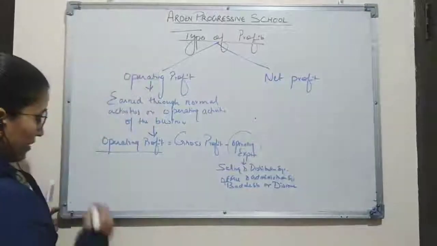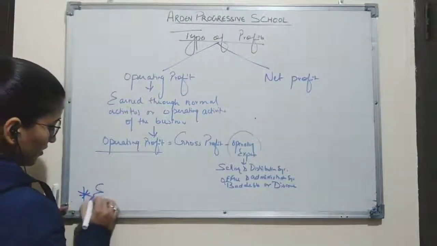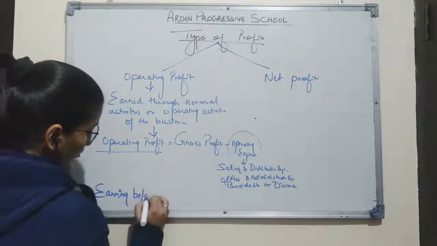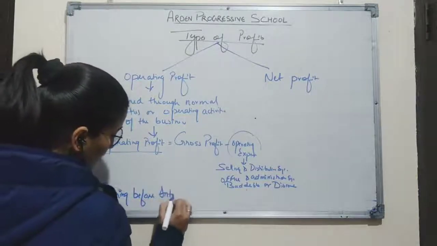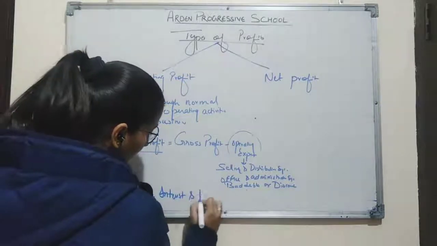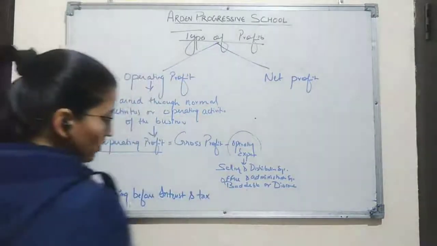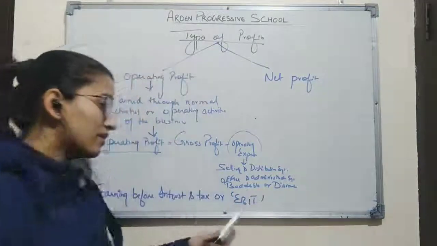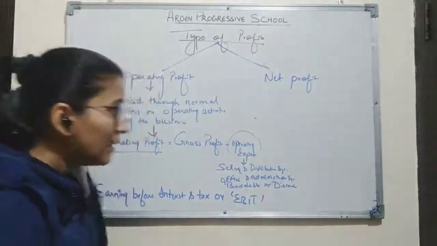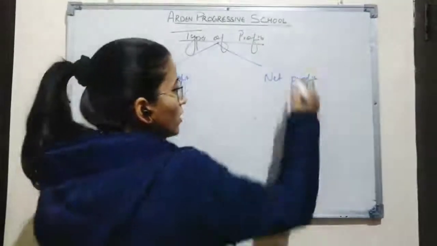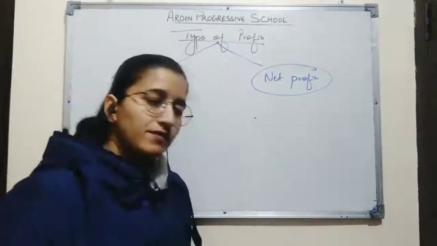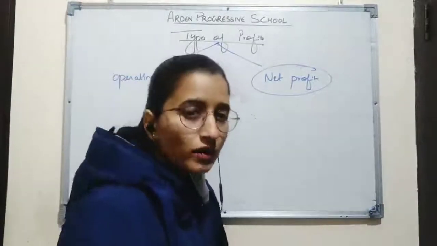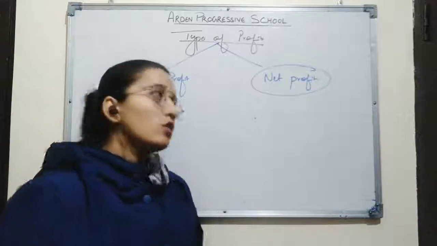Now operating profit is also known as earning before interest and tax. We can also call it as EBIT. EBIT is earning before interest and tax. So now we will talk about net profit. As we know, net profit is basically calculated by deducting all the indirect expenses from gross profit.